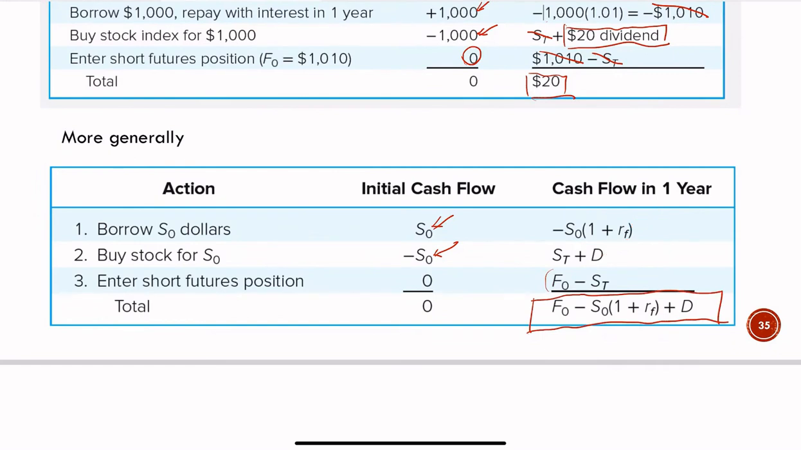You can see that this basically means that if this spot futures parity theorem is violated, let's say if this is larger than 0, then building a hedge portfolio like this, you earn a positive profit, right?